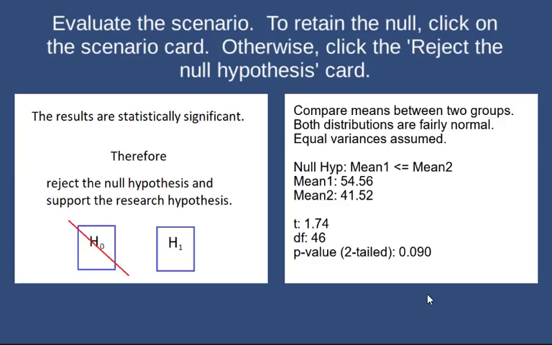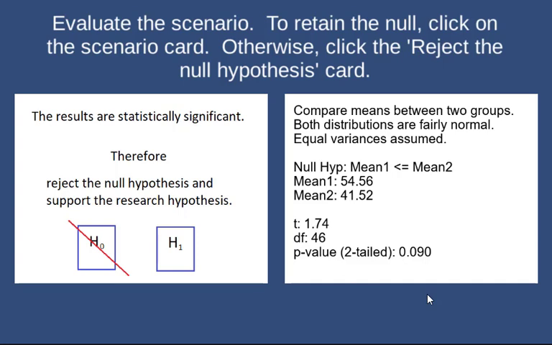So for this first scenario, we're asked to compare the means between two groups, both distributions fairly normal, equal variances are assumed. The null hypothesis is that the mean for the first group is less than or equal to the mean for the second group. We take a look at the evidence, and it's the exact opposite. The mean for the first group, of 54.56, is larger than the mean for the second group. That is not what the null hypothesis said. It's actually consistent with the research hypothesis.